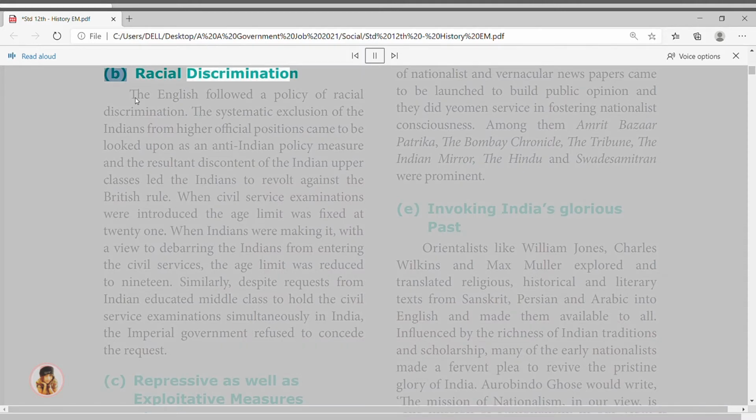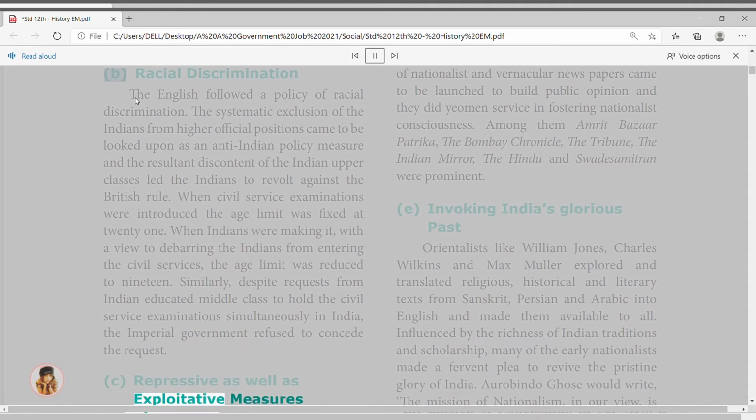B. Racial discrimination. The English followed a policy of racial discrimination. The systematic exclusion of the Indians from higher official positions came to be looked upon as an anti-Indian policy measure, and the resultant discontent of the Indian upper classes led the Indians to revolt against the British rule. When civil service examinations were introduced, the age limit was fixed at 21. When Indians were making it, with a view to debarring the Indians from entering the civil services, the age limit was reduced to 19. Similarly, despite requests from the Indian educated middle class to hold the civil service examinations simultaneously in India, the imperial government refused to concede the request.